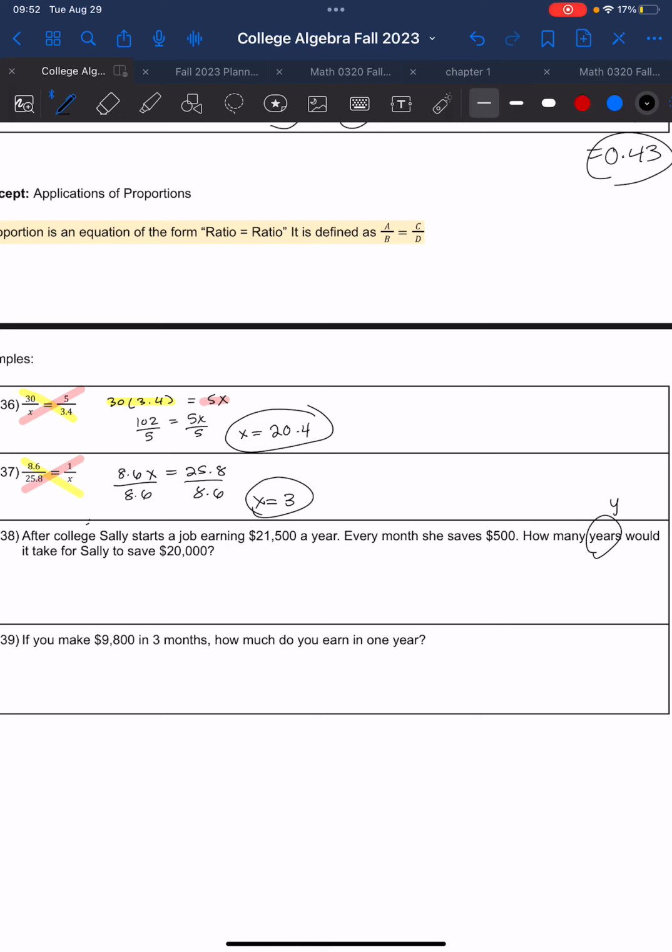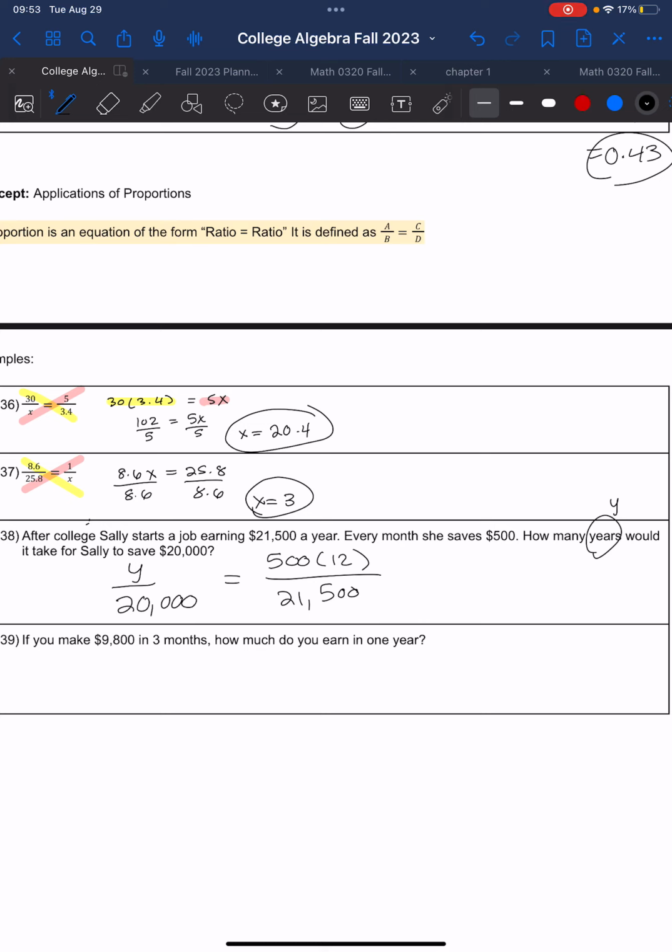Okay. So she wants to find out how many years to save 20,000. So how many years to save 20,000, that's one of her ratios, is going to be equal to how much she saves every month. So she saves $500 a month, but since our answer is going to be in years, I'm going to go ahead and times that 500 by 12. And then write that over the total, the 21,500.